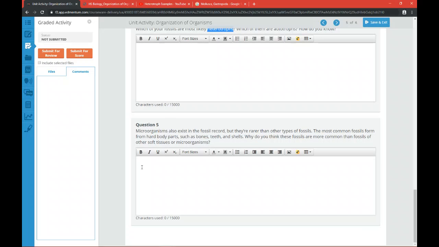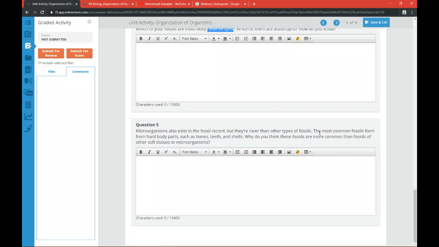So in your first part of your answer, you're going to say microorganisms are there, but they're extremely hard to see because you can't see them with the eye. So you would need a blank to see microorganisms. That's why it's harder to see than other types of fossils such as hard body or soft body fossils.